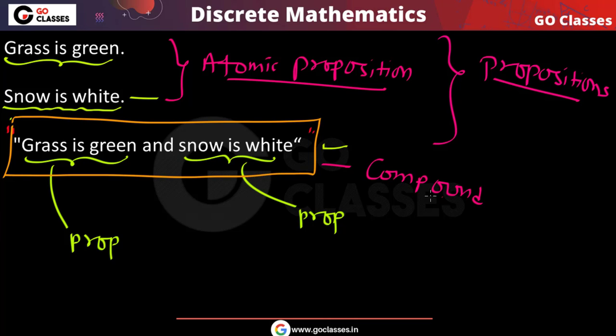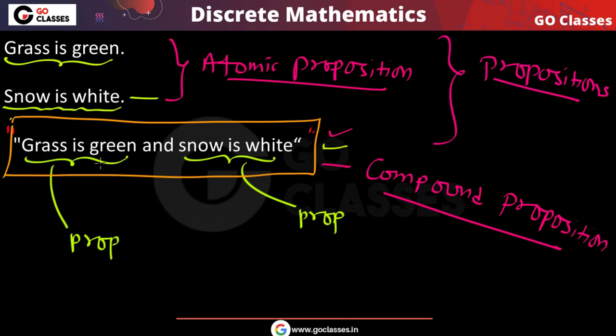Why is this called a compound proposition? Because it has a part which is a proposition. So this whole statement is a compound proposition, because in this complete statement, this part is a proposition, this part is a proposition. So that's the reason this is called a compound proposition. An atomic proposition is a proposition which cannot be broken, or in which no part is a proposition, or whose truth value does not depend on anyone else.